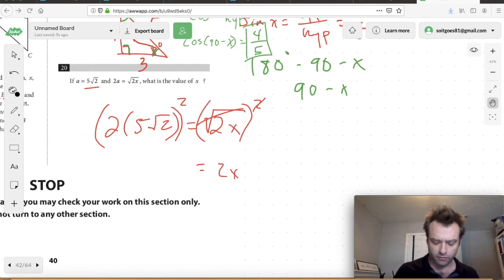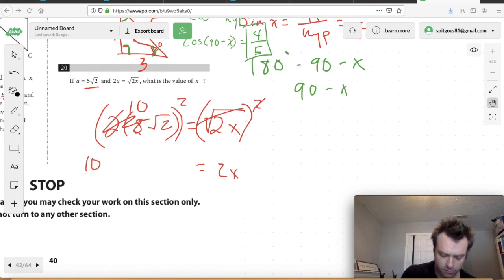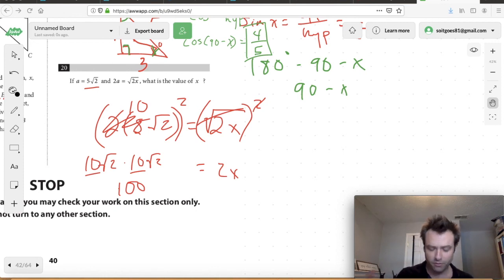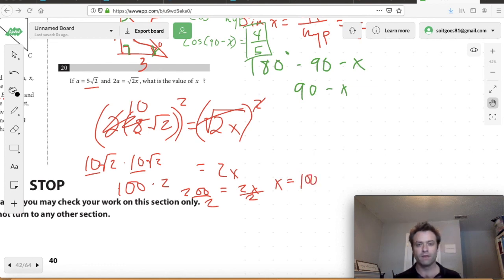Well, let's combine like terms here. 2 times 5 first is going to be 10. So it's 10 times the square root of 2. But it's 10 times the square root of 2 times 10 times the square root of 2. I'm going to combine like terms. That's going to be 100. And the square root of 2 times square root of 2, remember, that's the square root of 2 squared. So the exponent cancels out the root sign. That's just going to be 2. So 200 equals 2x, divided by 2, divided by 2. X equals 100. There's your answer.